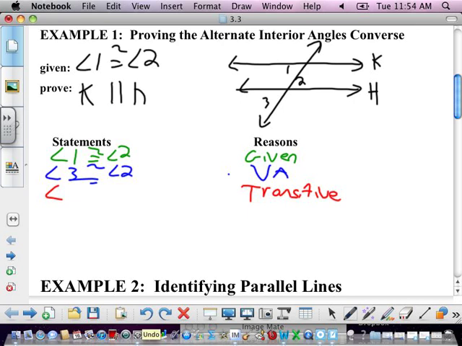All right, if 1 is congruent to 3, what do we call that? 1 is congruent to 3. Corresponding angles. So therefore, K is parallel to H by corresponding angle converse postulate. See how I stuck that extra C in there? That's because it's the converse. We didn't know the lines were parallel, but we did know that 1 and 3 were congruent to each other. Therefore, we now know that they're parallel.